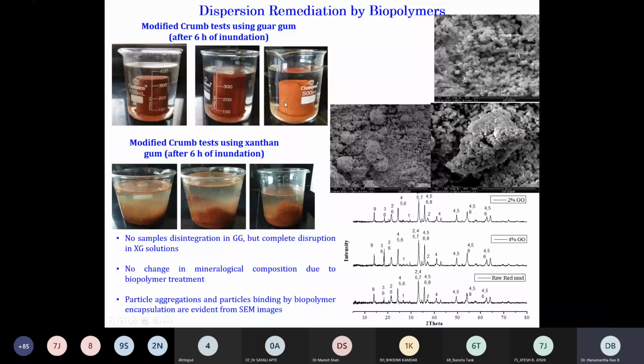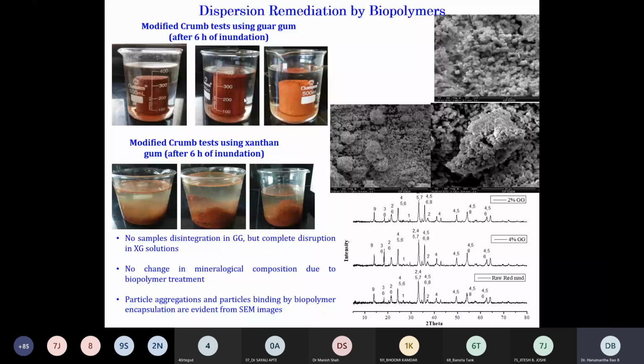Here, a standard code suggests that the sample should be in an undisturbed state for at least 6 hours. Now, as you can see, when we treated with xanthan gum, the particles got dispersed, but when we treated with guar gum, the sample was able to retain its geometry for the stipulated time of 6 hours.